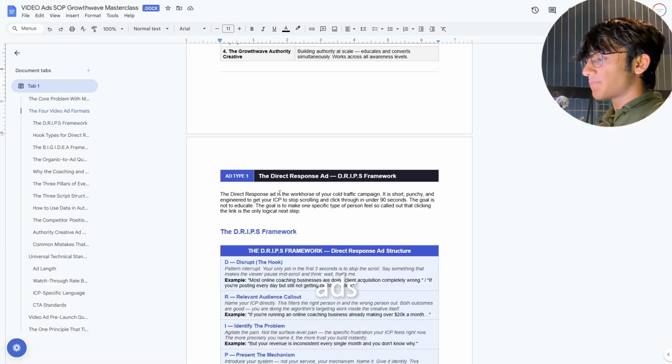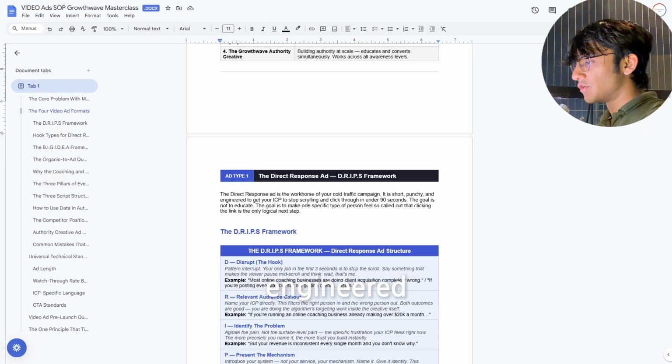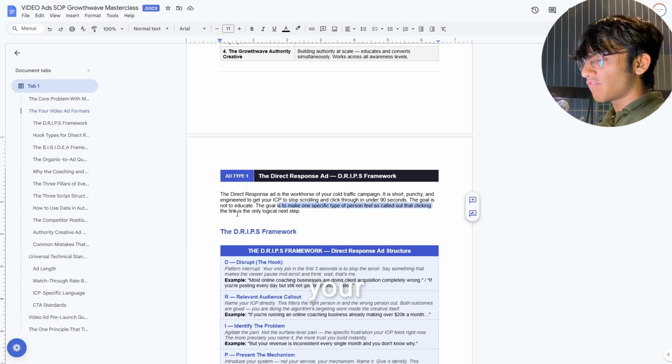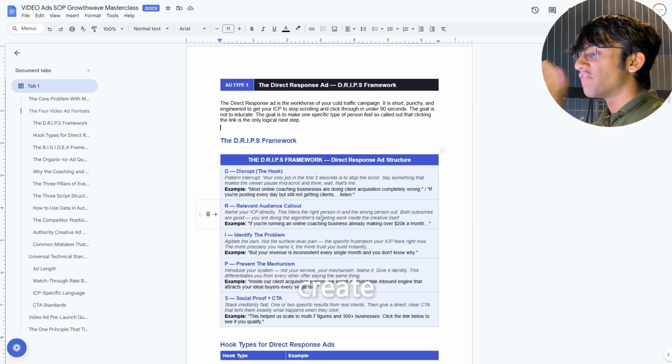So with direct response ads, the direct response ad is the workhorse of a cold traffic campaign. It is short, punchy, and engineered to get your ICP to stop scrolling and click through in under 90 seconds. The goal is not to educate. The goal is to make one specific type of person feel called out and click into your funnel, which makes them feel that that's the only logical step left now. Okay. So if you want to create very good, strong direct response ads, this is the exact framework that you need to go ahead and use.